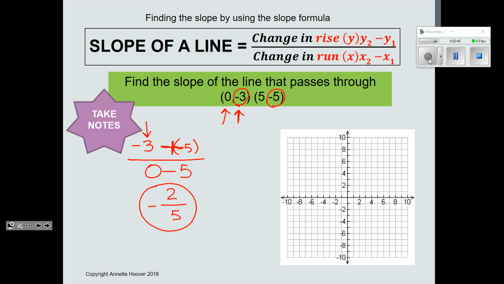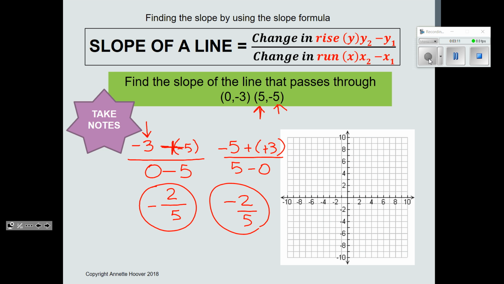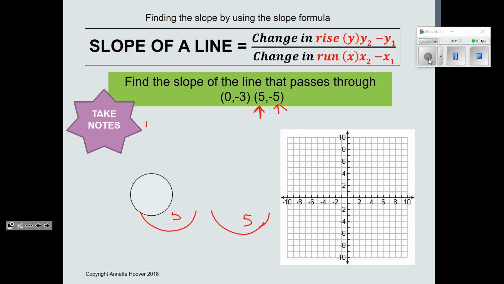Let me just show you that it doesn't matter which one goes first. What would have happened if we would have had this one as the y2, and I would have said -5 minus a -3? And this time, since I did the -5 first, I have to put the 5 first for the x's: 5 minus 0. Changing the double negative to a plus sign, we have -2/5. You end up with the same slope. So just decide which one you want to put first and keep it consistent.